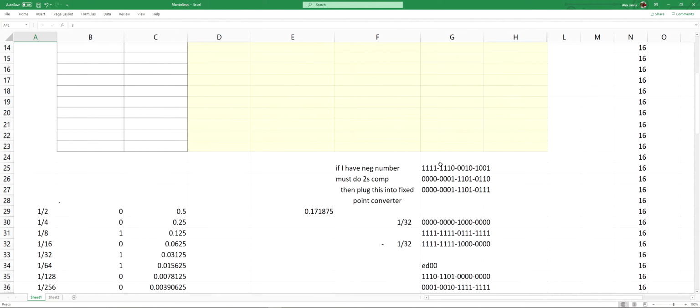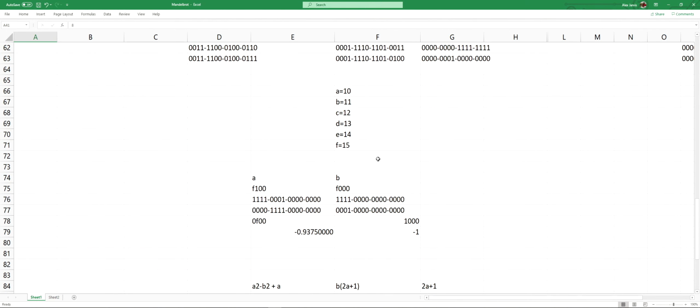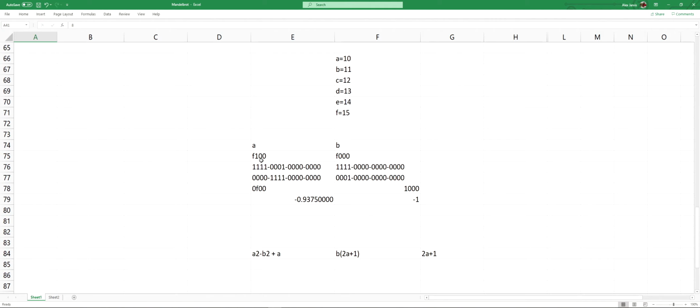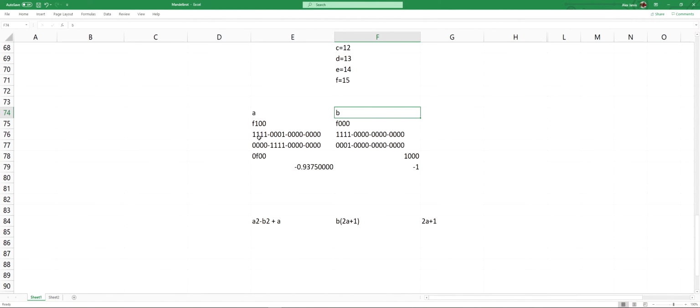I was doing a bunch of conversions making sure this worked properly. So if I had a number in A and a number in B as F100 and F000, and this is what my Mandelbrot was outputting, I needed to know what the actual magnitude is, so I could put this into my Excel spreadsheet to check it. So I needed to convert it. So F100, as you can see, like that. We invert and add 1, so the bits become 0000, 1110, and then all these would become 1s, but then when you add 1, it carries over and becomes that.